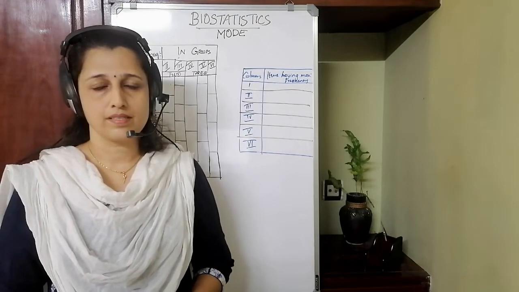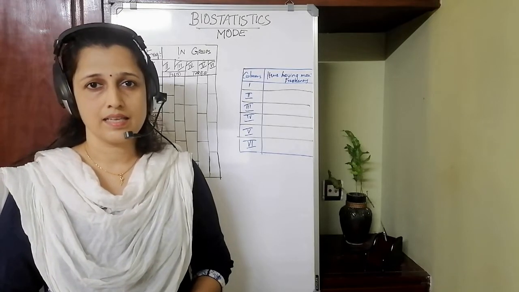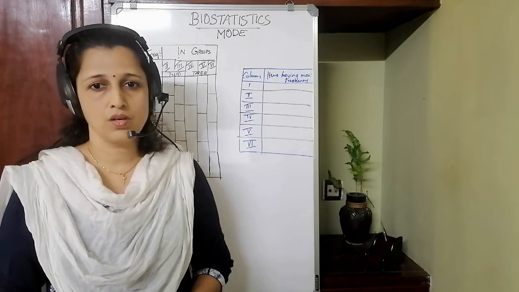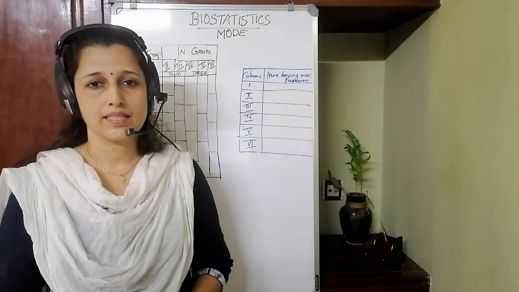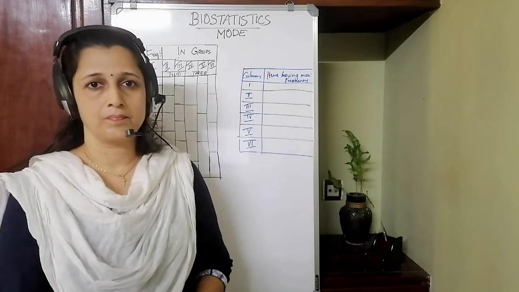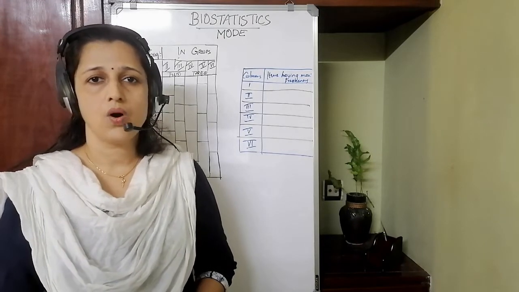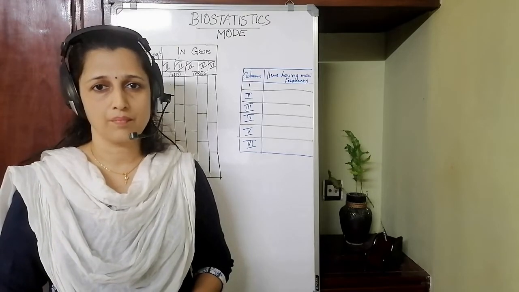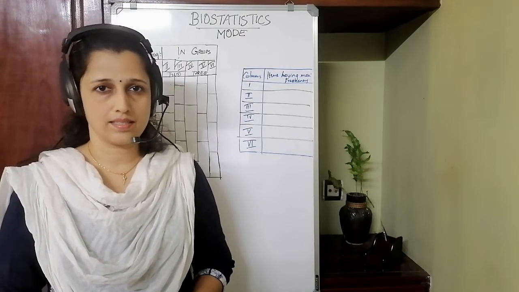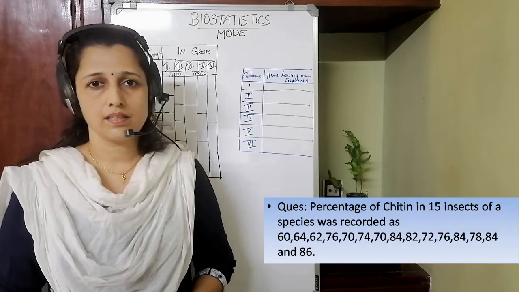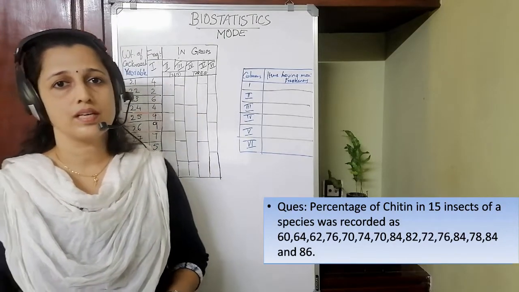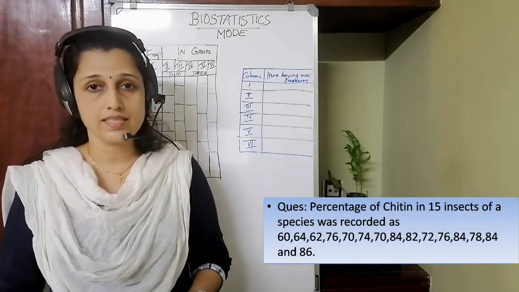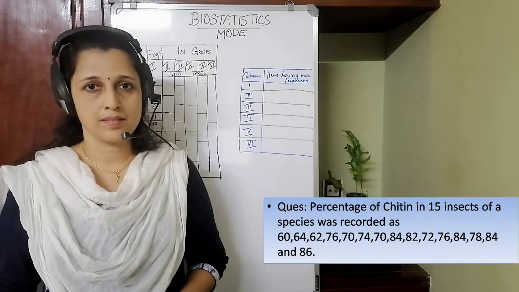Let's define mode first. Mode is defined as that value of the variable which has the maximum frequency. Now, let's see how we can find mode from discrete series. You can see here a question which shows the chitin percentage of 15 insects of a species.